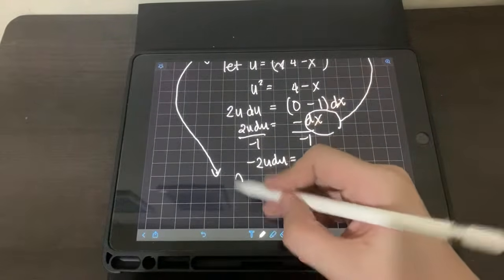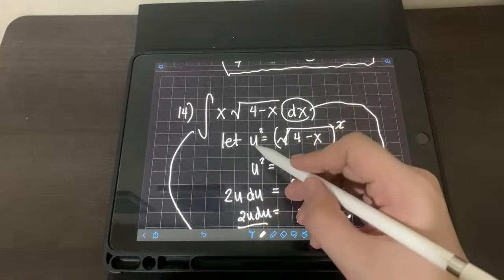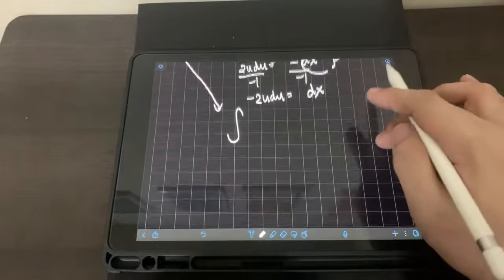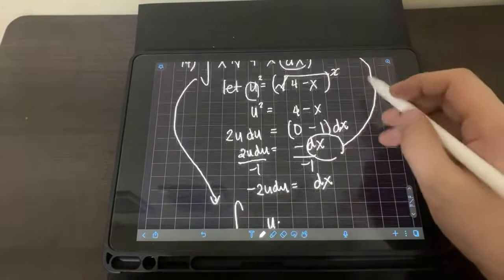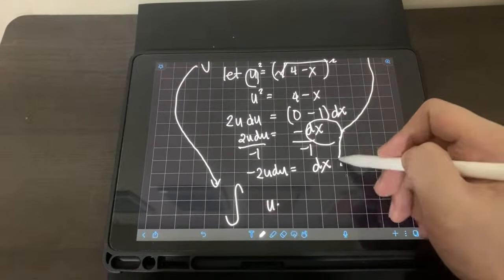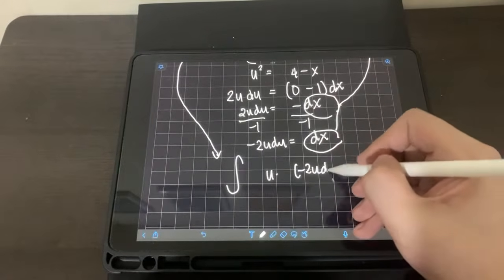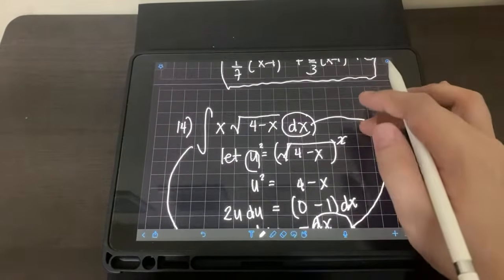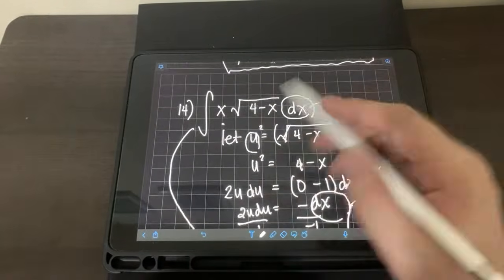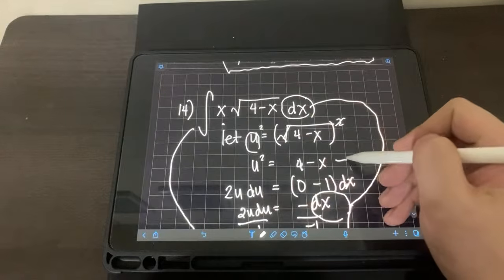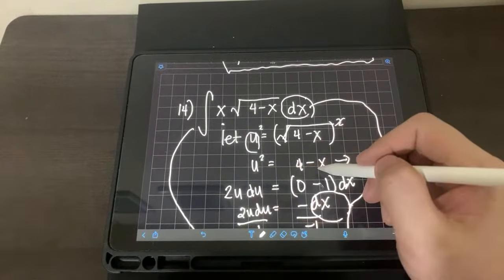Integral of, let's start with the square root of 4 minus x. It's simply u, right? Times, how about dx? It's now equal to negative 2u du. So negative 2u du. And then we still need to substitute x in terms of u. So where will you get the substitution? Here, right? We already have u squared is equal to 4 minus x.